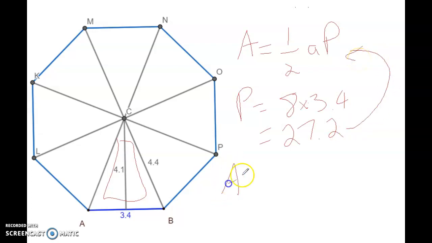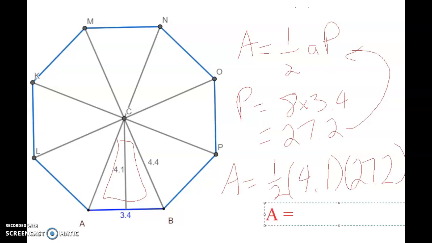So let's substitute that back into this piece. A equals 1/2. Now apothem, remember that's the perpendicular distance. So that'll be 4.1 times 27.2. So 1/2 times 4.1 times 27.2. So what we get here is A is equal to 55.76, just like we had when we did the previous calculations, 55.76.